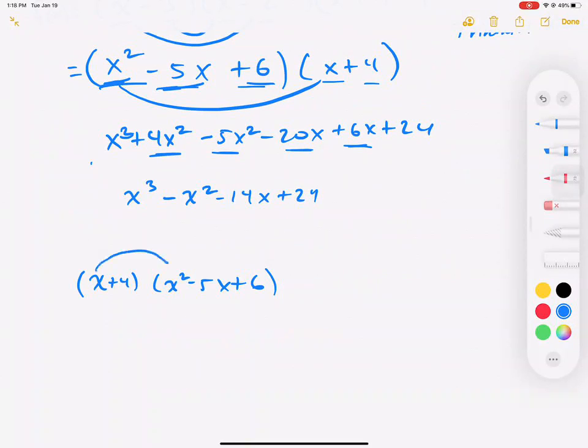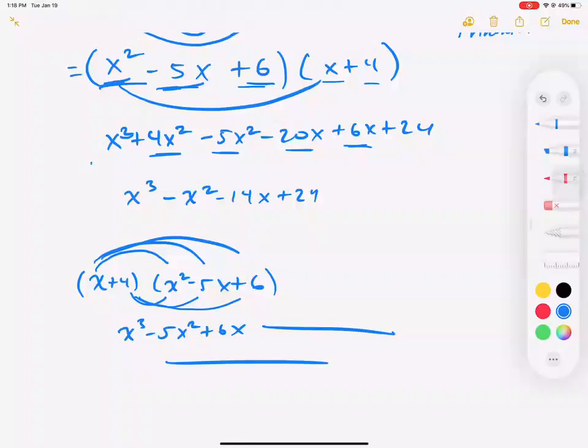If I multiply x, that's not hard at all. X cubed minus 5x squared plus 6x. Now my next move is to multiply everyone by 4. But look how I'm going to do it. I'm going to write this not on the same line here. I'm going to write it underneath. And this is probably something you learned in Algebra 2. So when I do this, I'm going to combine my like terms. Plus 4x squared minus 20x plus 24.